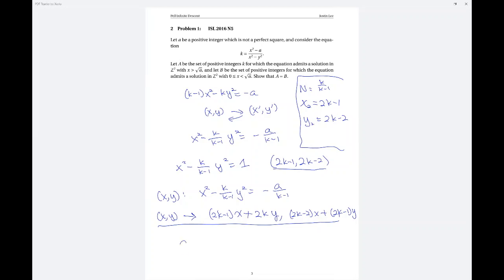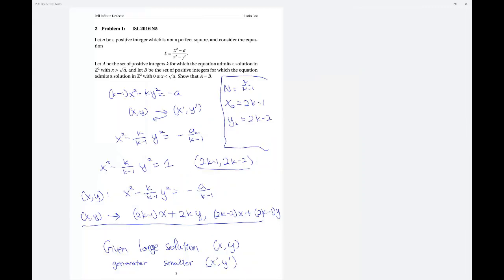So applying Brahmagupta's backwards, what we actually need now is a solution to, if we're given a large solution x comma y, let's aim to generate a small solution, smaller at least, x prime comma y prime.